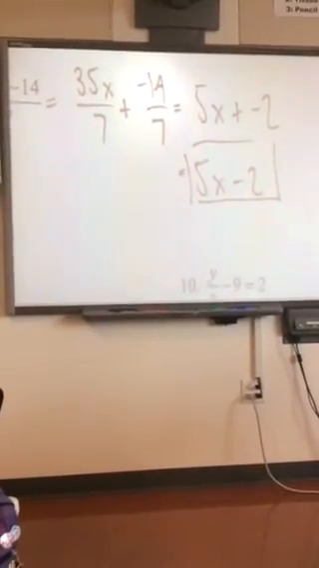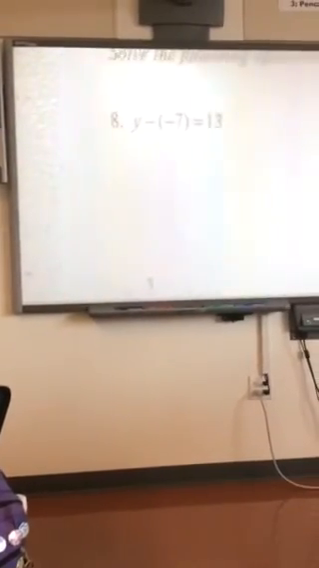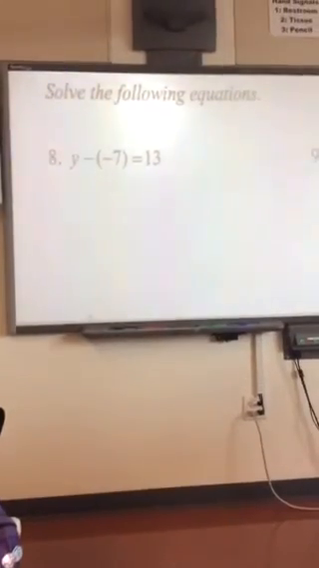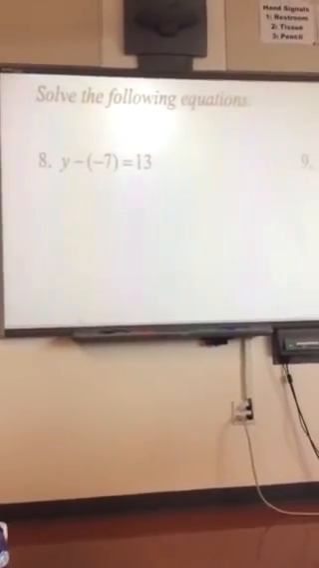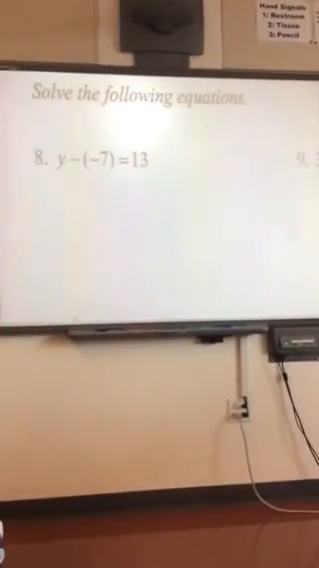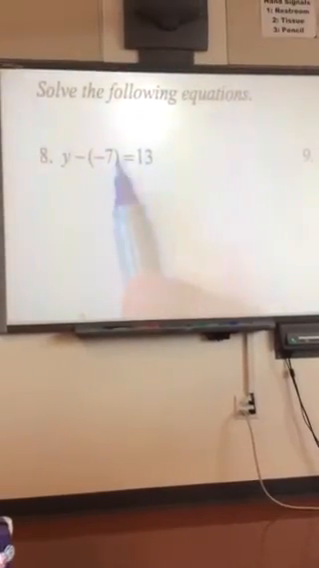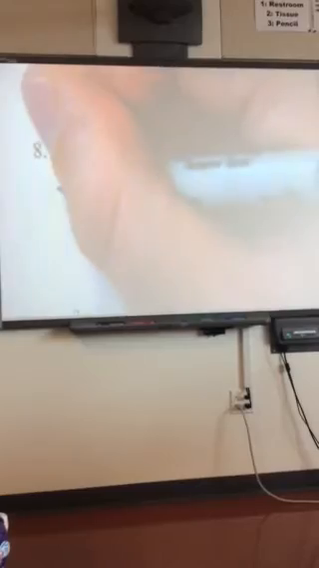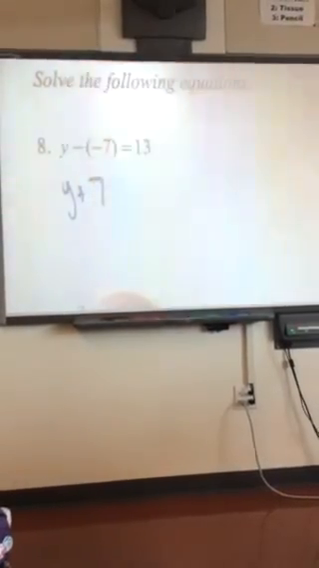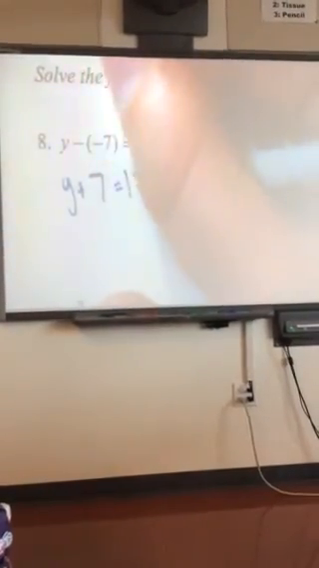So next we have a long series of equations to solve, starting with this one. So the idea is we're trying to figure out what y needs to be to make this work, right? So first thing, I don't like subtracting a negative. I think it's easier and more straightforward if we just say y plus 7 equals 13.